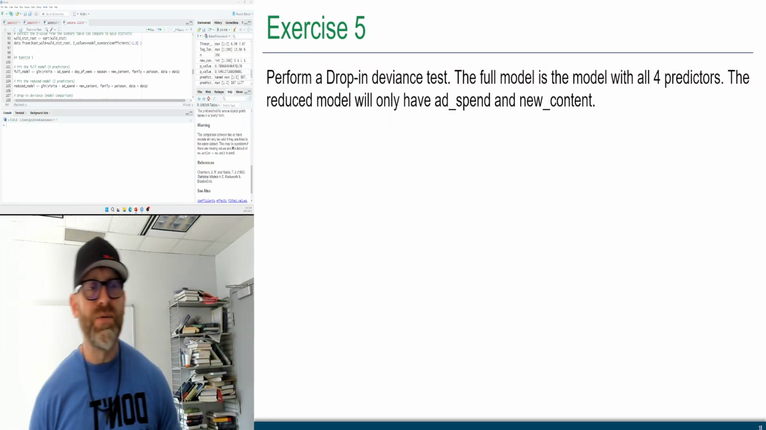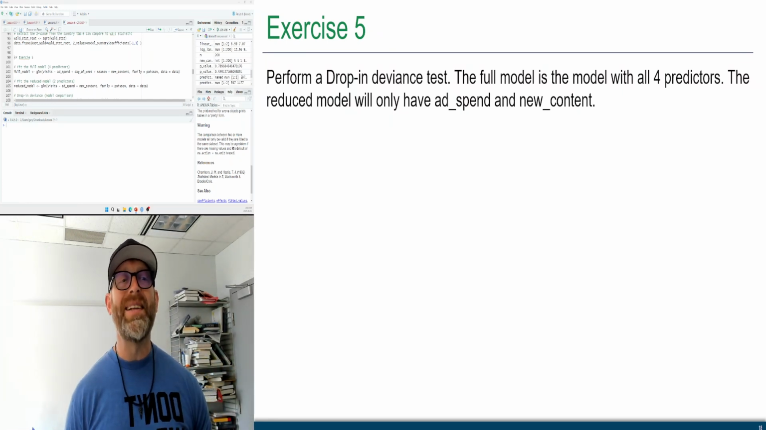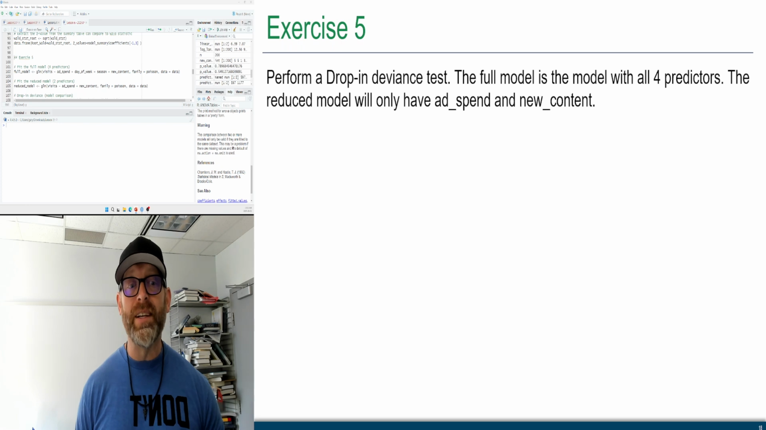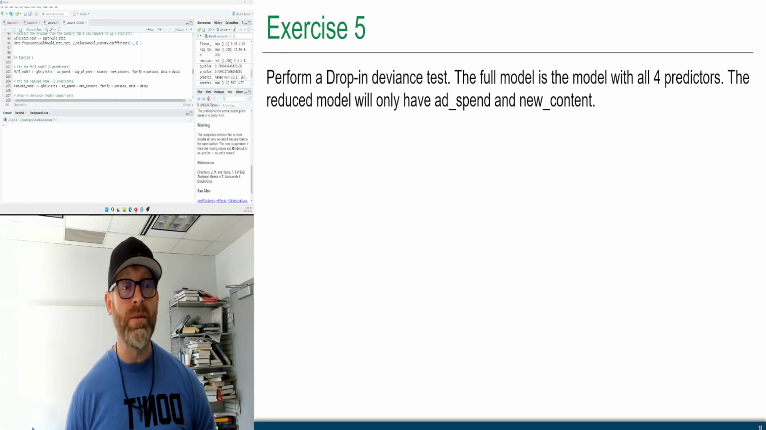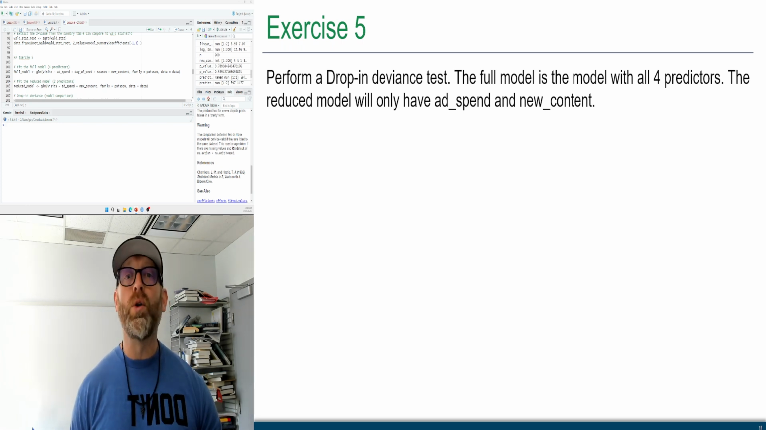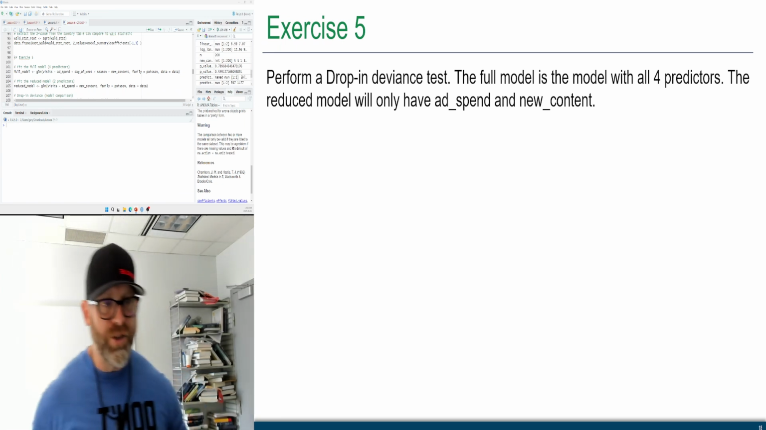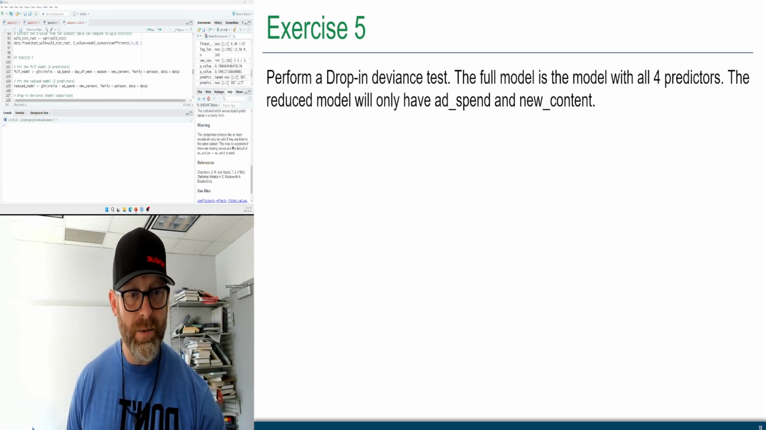All right, so for exercise 5, we want to perform a drop in deviance test. The full model is the model with all 4 predictor variables that we created last time around. For the reduced model, we're only going to use the predictor variables add spend and new content. All right, so let's jump over to R to be able to do this.